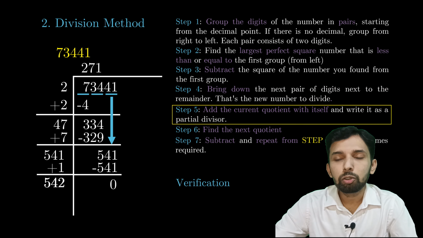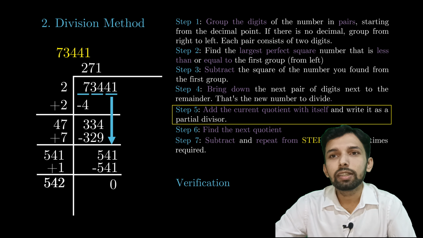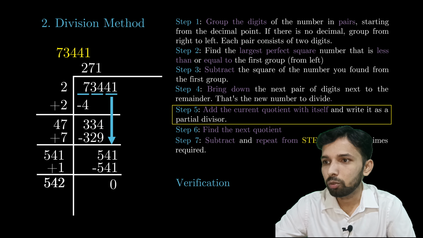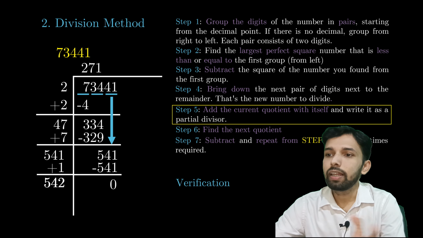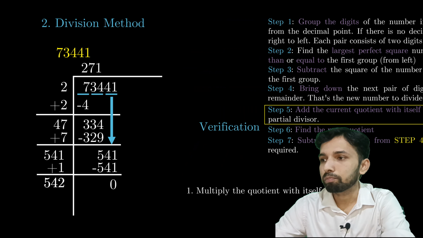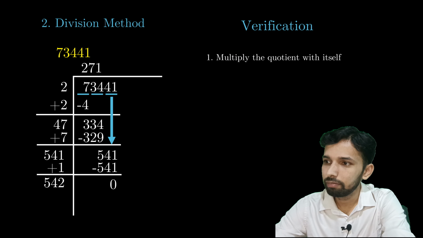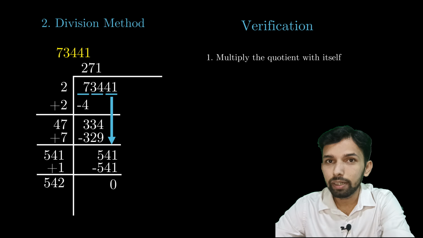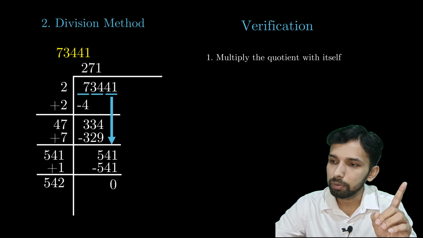We have no more pairs to bring down, and we also have got the 0 at the remainder. That means we end it here. There is no need to do anything more than that. Still, we'll add the current quotient with itself, right? So we get 542. Why do we need to do that? For the verification purposes.